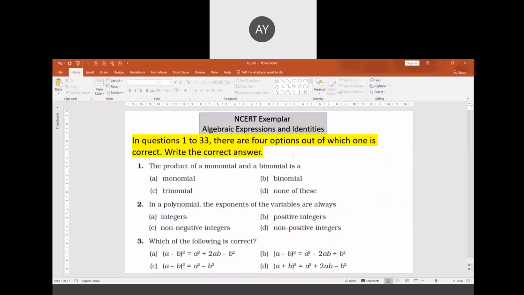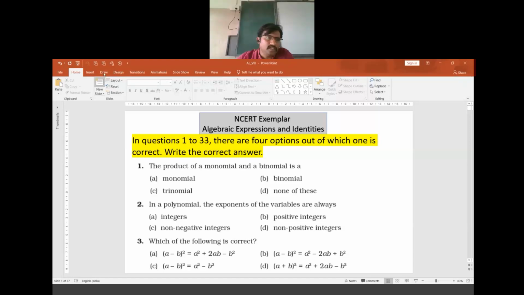Here we have the questions from the exemplar. There are plenty of questions. The starting 33 questions are objective type. Shall we answer these questions now? Yes, sir. Look at the first one.